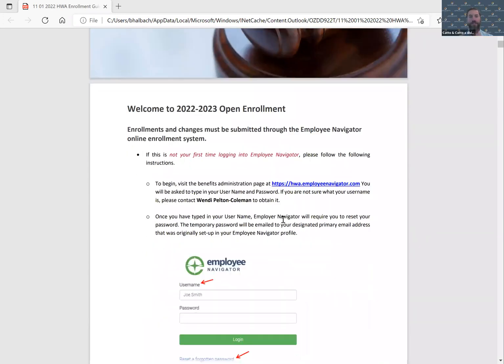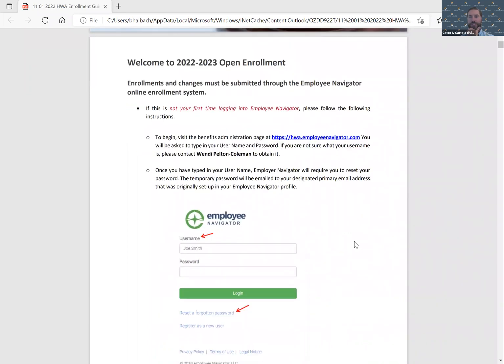So we're going to start today, y'all, with just some administrative items. For example, how do we say our yeses and nos? Right now is open enrollment. You can make any change that you would like. We're going to say all of our yeses and nos at this website, hwa.employeenavigator.com. If you haven't been to that system before, we'll show you some screenshots of some prompts.